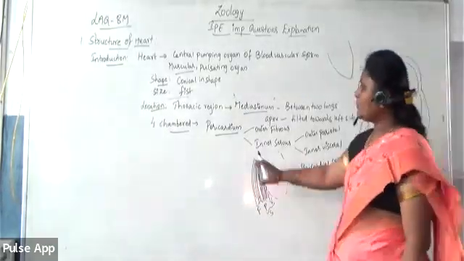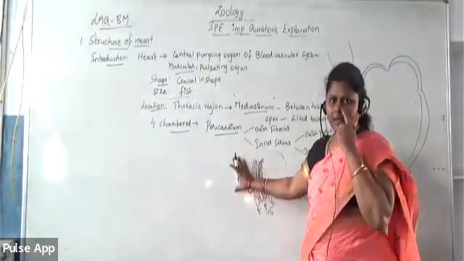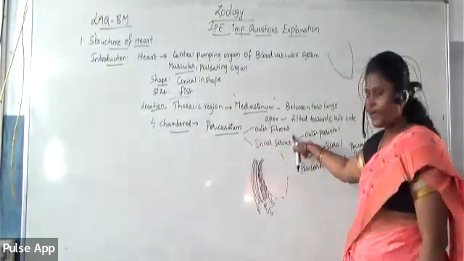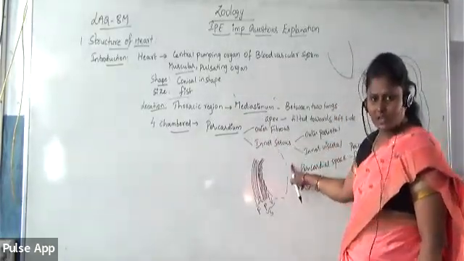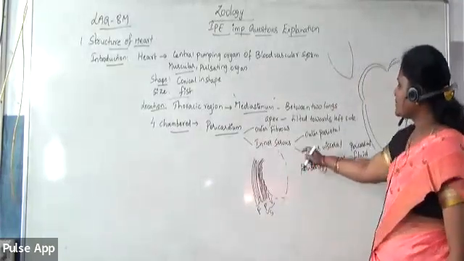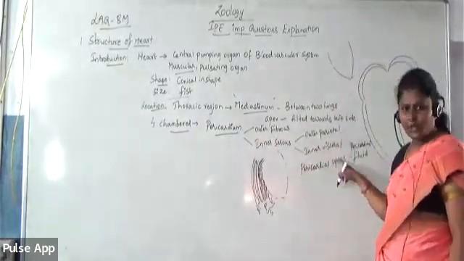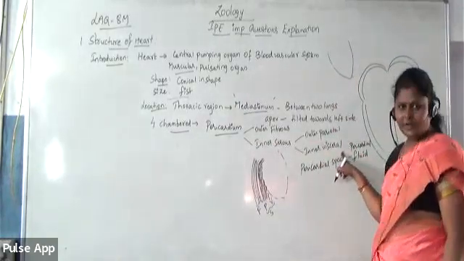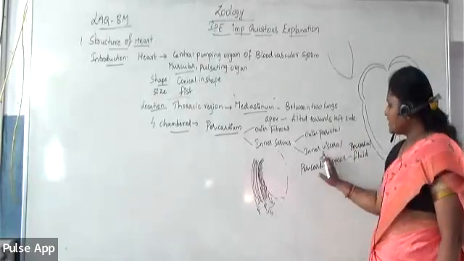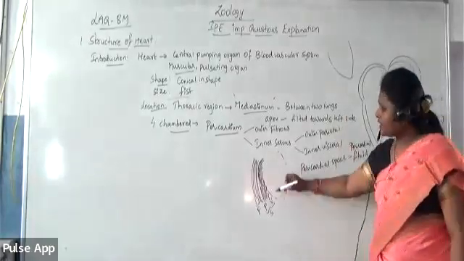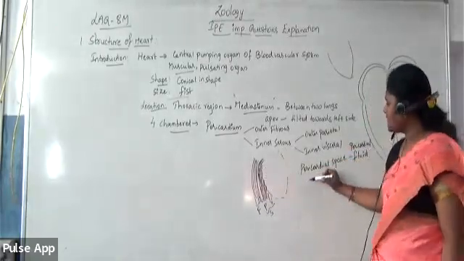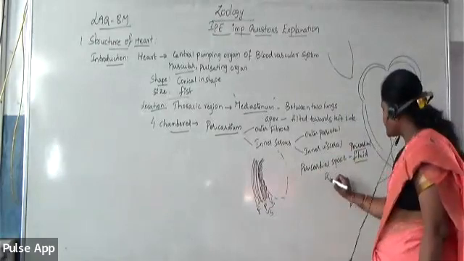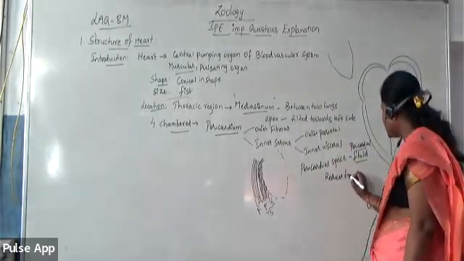Like this, about the pericardium, you need to write some points. The heart is surrounded by a double-layered pericardium called outer fibrous pericardium and inner serous pericardium. The inner serous pericardium is again divided into two layers, outer parietal peritoneum and inner visceral peritoneum. In between these two, the space is called the pericardial space, filled with pericardial fluid, which reduces the friction between the two membranes.